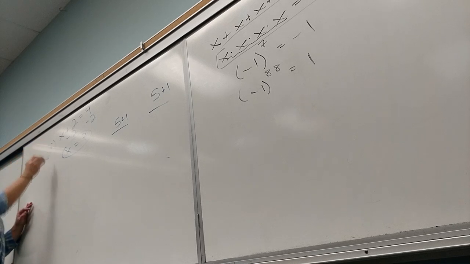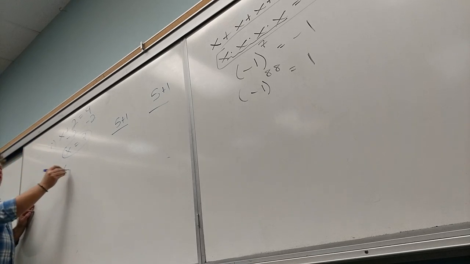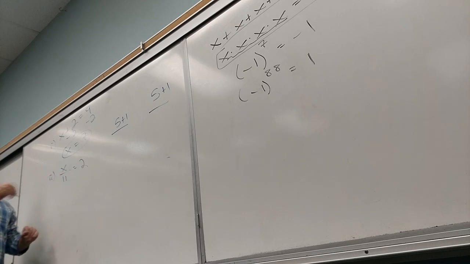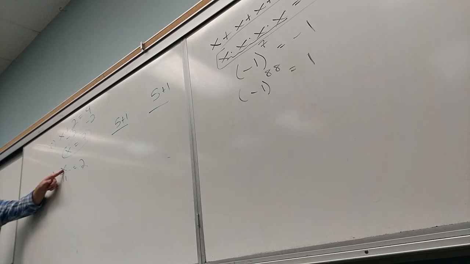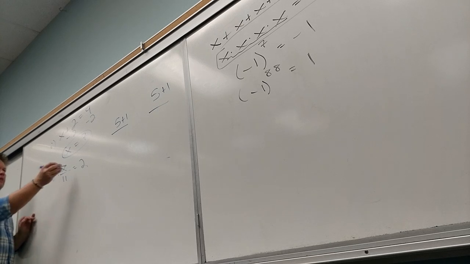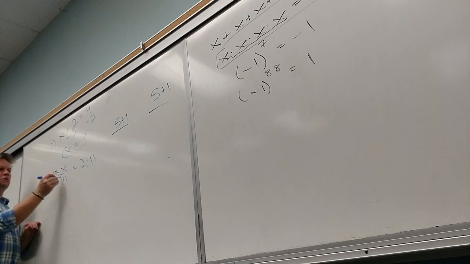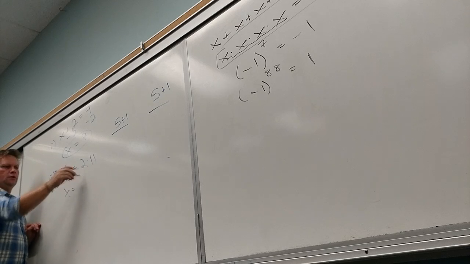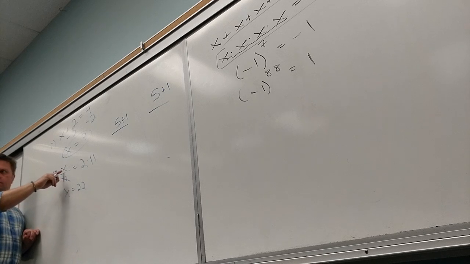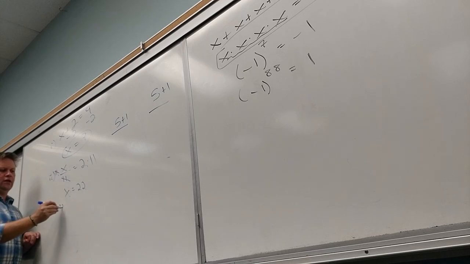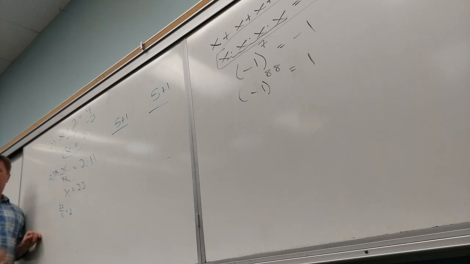So for example, what if I had x divided by 11 equals 2? Multiply both sides by 11. Why? Because that's how I get x. What's happening to a poor little x? Being divided by 11. So if I multiply by 11, I undo that division by 11, and I see that x used to be 22. And how do you check that? Plug it in. You get 22 divided by 11 is 2. It checks.